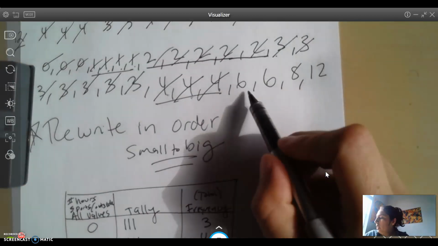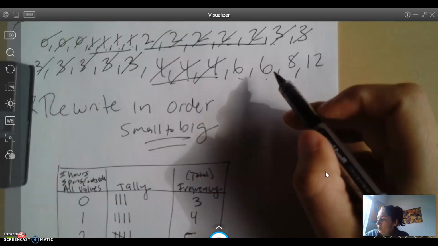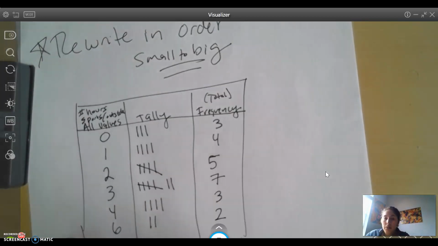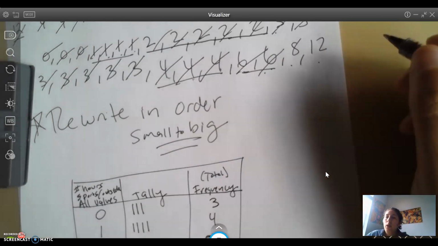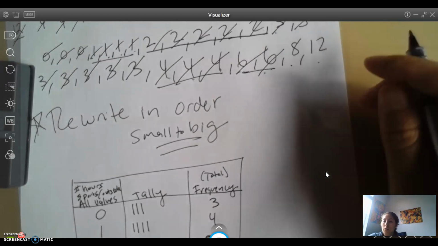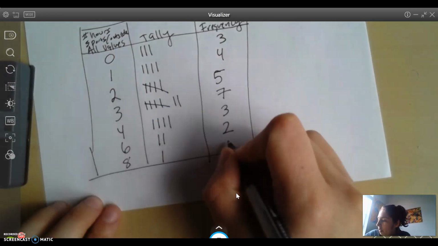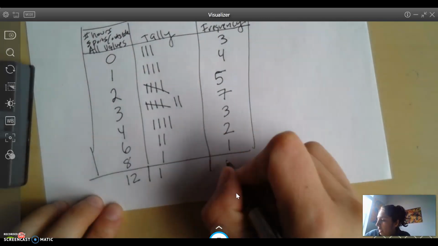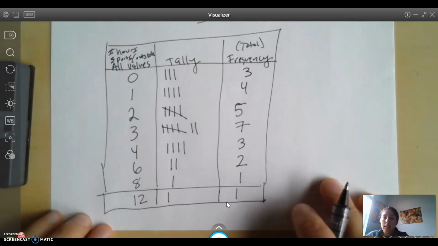Okay. Moving on, my 6 has 2 frequencies, 1, 2, it shows up 2 times. So that's a total of 2. All right, my last 2 numbers, 8 and 12. I notice that 8 and 12 are only coming up 1 time, so I have an 8, and then I have a 12 with a tally of 1 and a frequency of 1. I'm going to extend my table just a little bit because I'm running out of space.